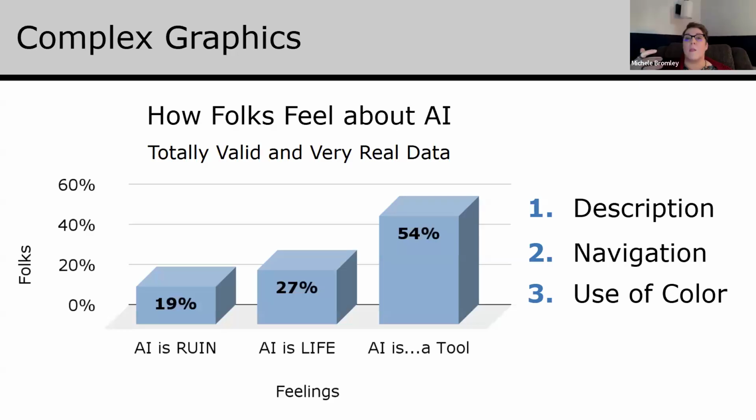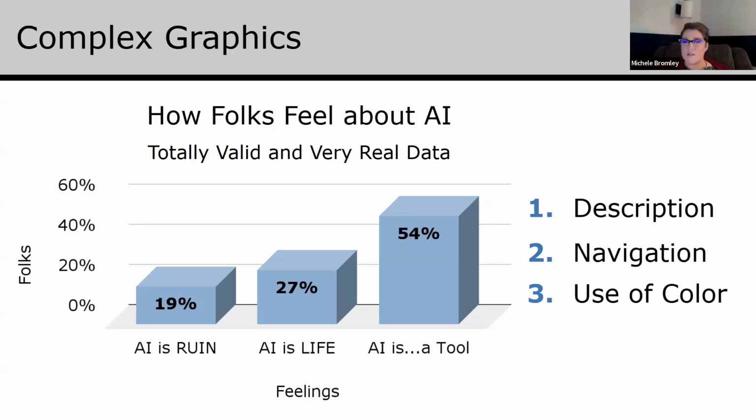This is a bar chart comparing 3 types of feelings that folks have about artificial intelligence, with AI is ruin coming in at 19%. AI is life at 27%. And AI is a tool at 54%.